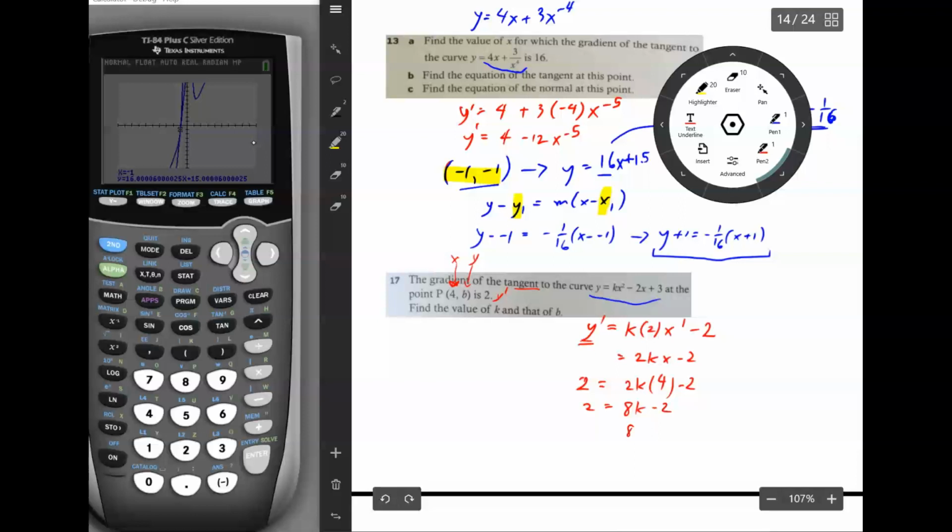We add 2 to both sides. It gives me 8k equals 4. And then we divide both sides by 8. We get k equals 4 divided by 8, which is 1/2, but you could just leave 4/8 if you want to. So that's the value of k. So we know the value of k now. If we know the value of k, can we now figure out the value for b?